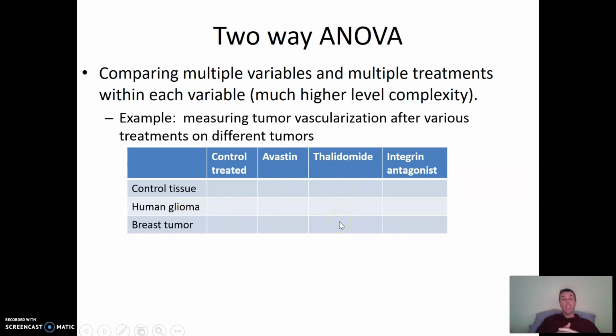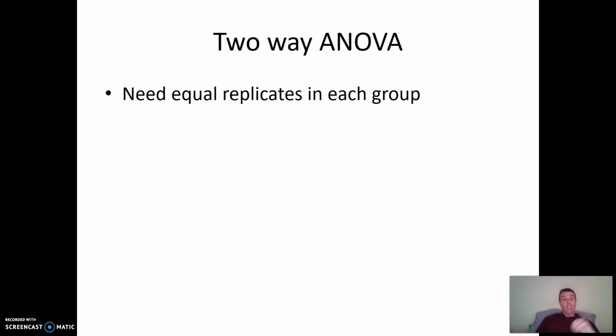And that really is seeing if it makes a difference which drug we use based on which tumor we are treating. So that's kind of talking about, is there an interaction between variable 1, the type of drug, and variable 2, the type of tumor? Does certain drugs work better on other tumors? Is there an interaction? So we're really looking at three different things. All right, so let's come back to that in a second.